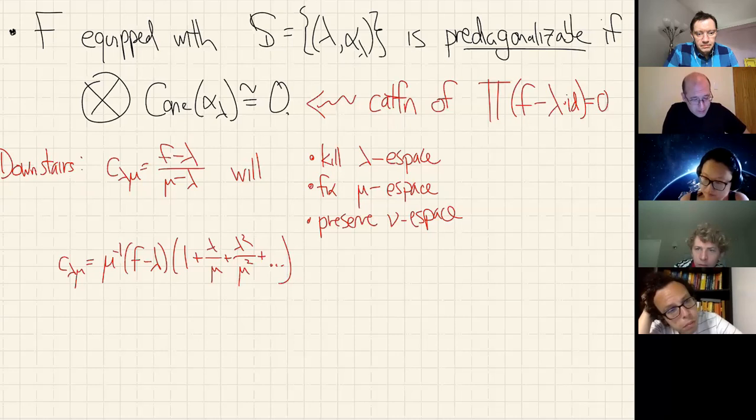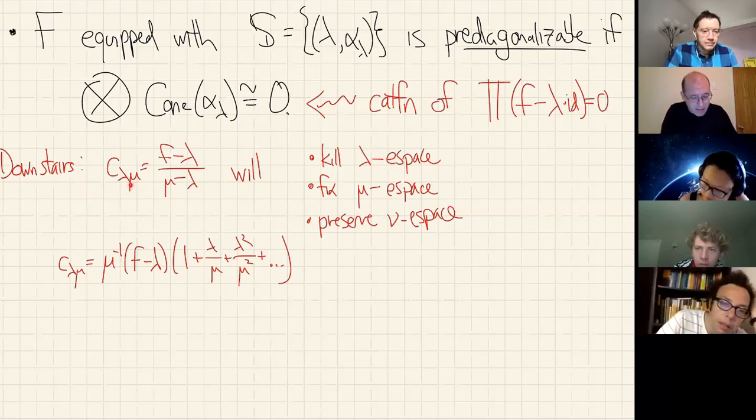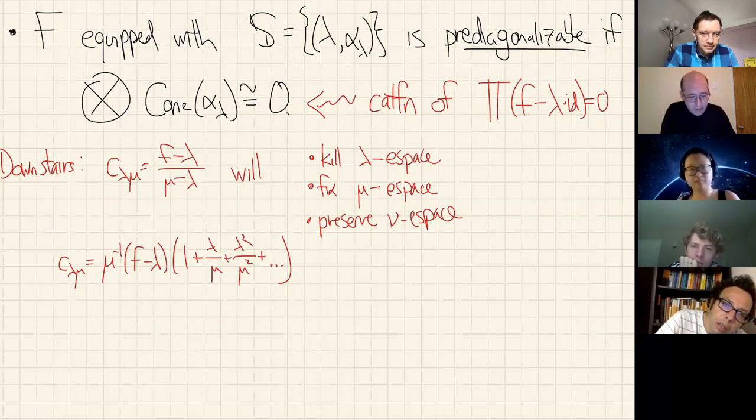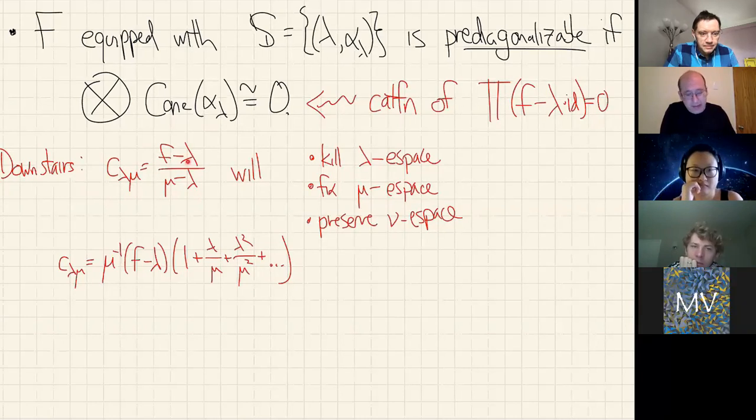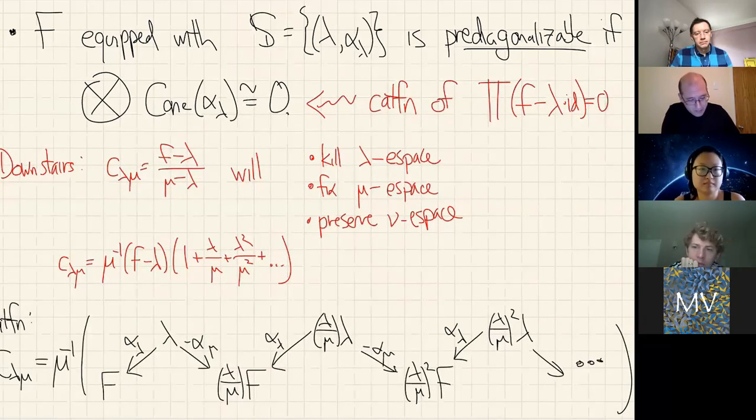Okay. So to categorify this polynomial, projection was built up by taking a product of these individual factors, C lambda mu. So C lambda mu is built out of S minus lambda, which kills the lambda eigenspace. But because of the denominator, it fixes the mu eigenspace, and it preserves the other eigenspaces. Our first step was to rewrite this as a power series. And then we categorified the power series by taking some iterated cone or some convolution of other complexes.